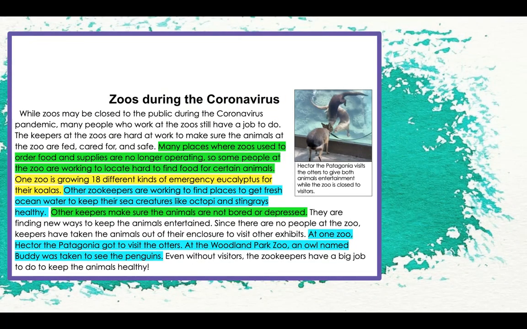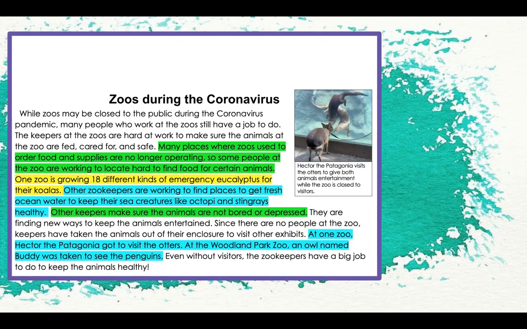One zoo is growing 18 different kinds of emergency eucalyptus for their koalas. Other zookeepers are working to find places to get fresh ocean water to keep their sea creatures like octopi and stingray healthy. Other keepers make sure the animals are not bored or depressed. They are finding new ways to keep the animals entertained.